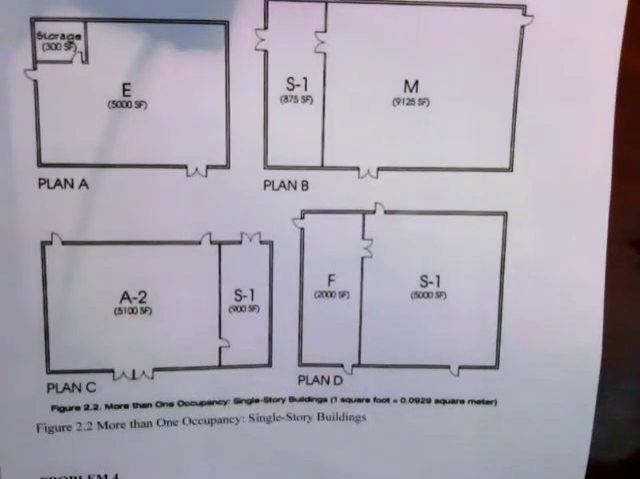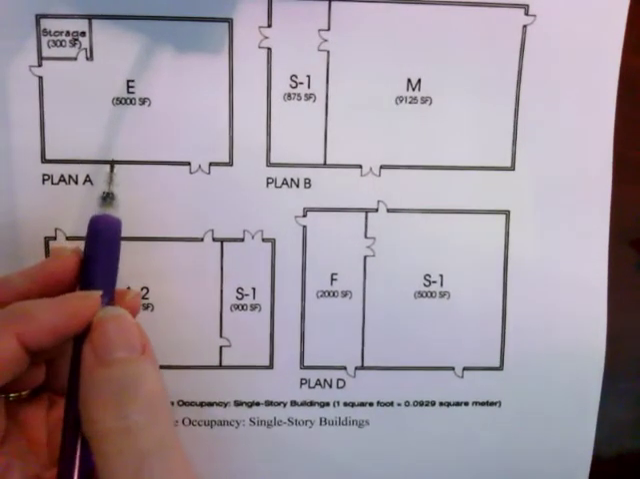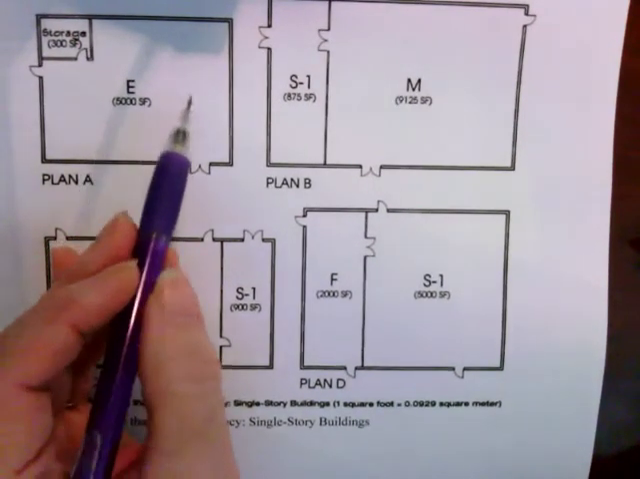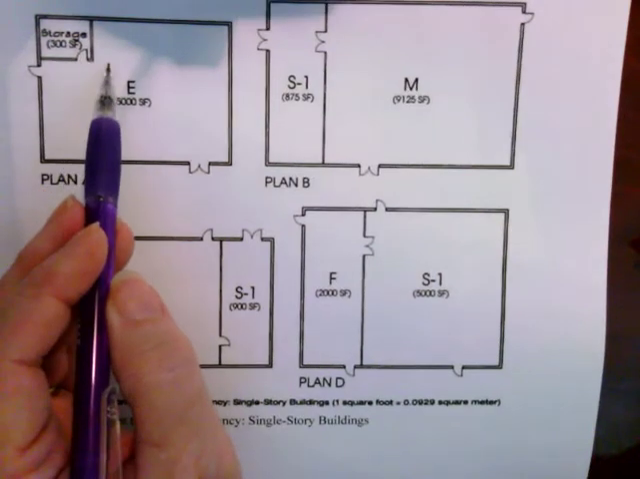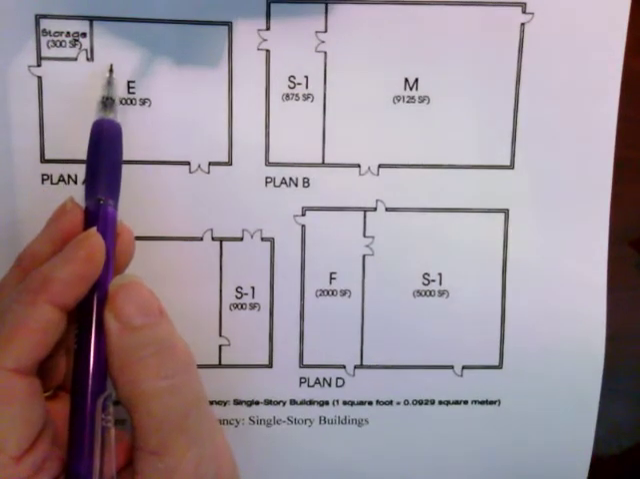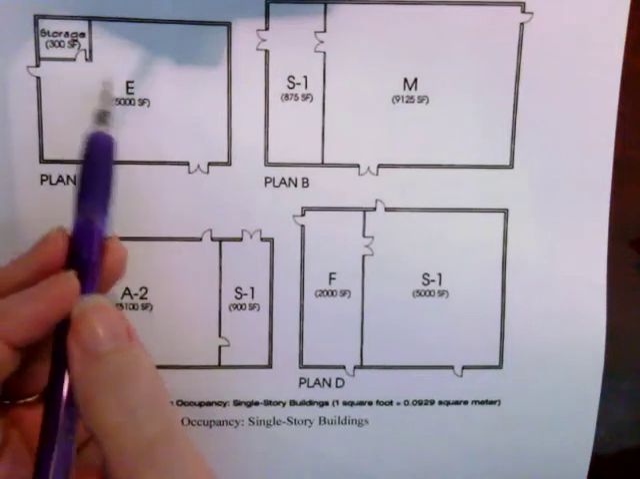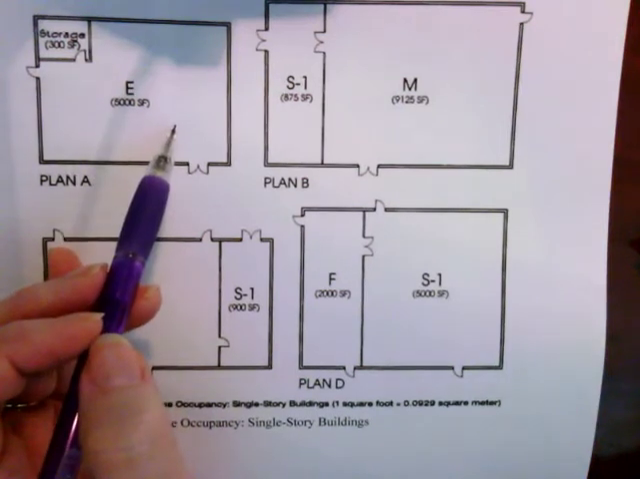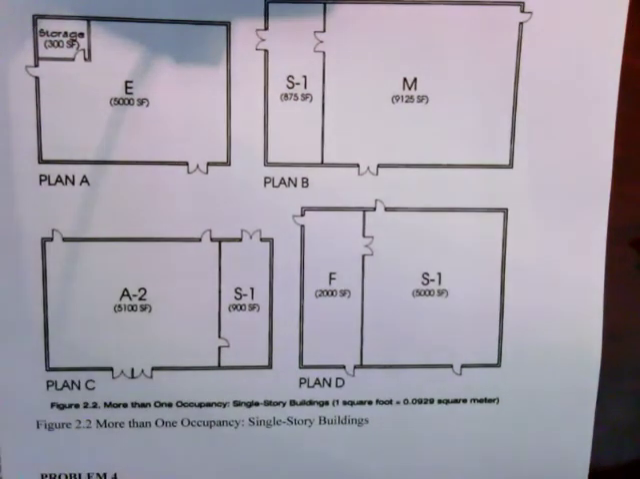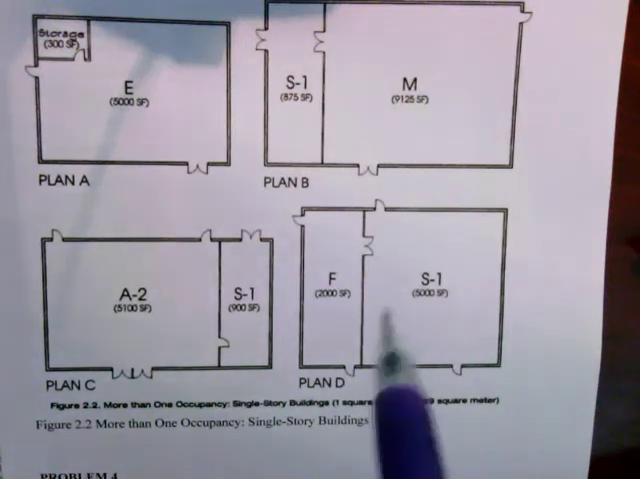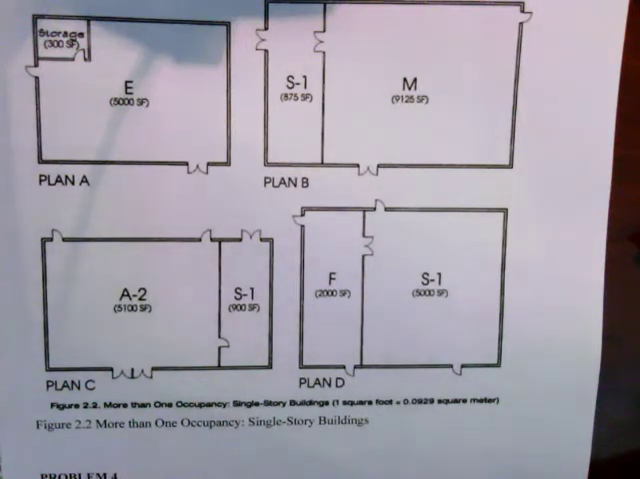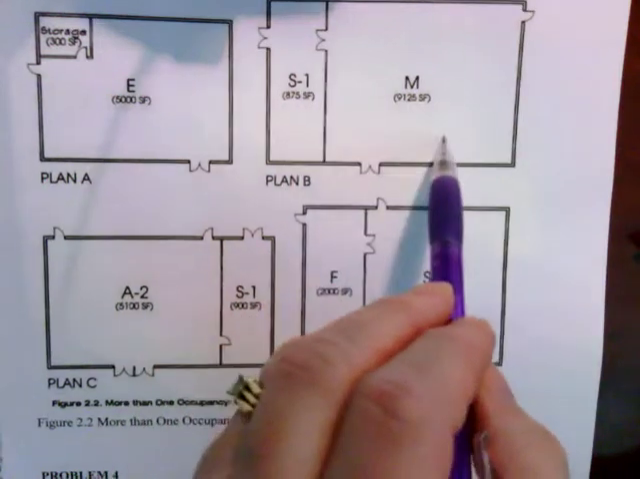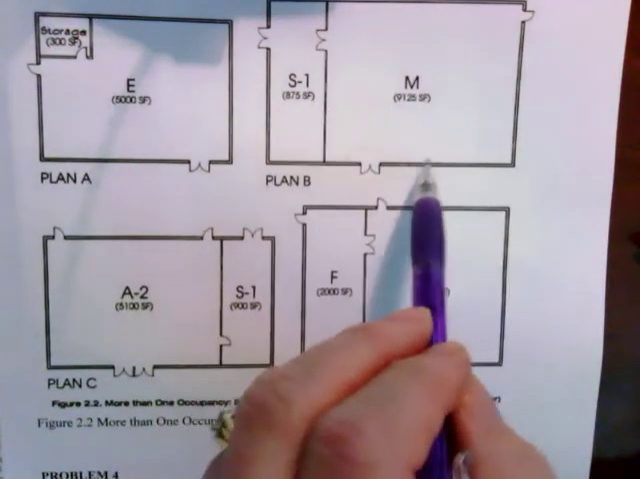Okay, because B we know is the correct answer. The storage area in Plan A is small enough to be considered a room within the larger room, educational. It is not separate use. This would be considered an incidental use and not an accessory use. Okay? B, which we said is correct because that storage is less than 10% of the entire building.